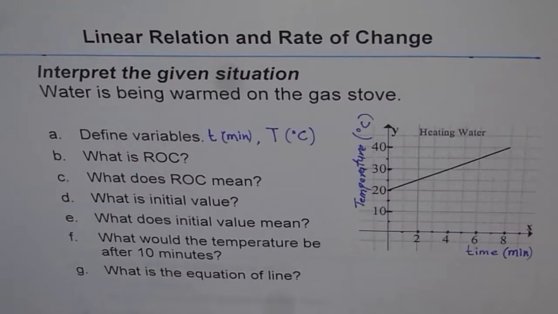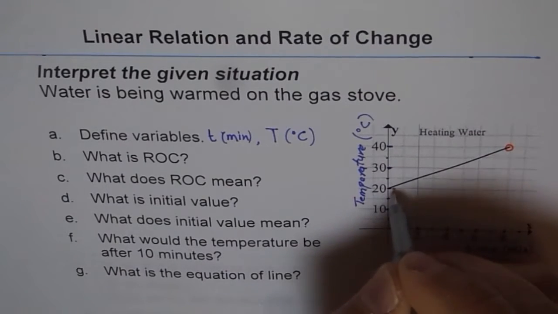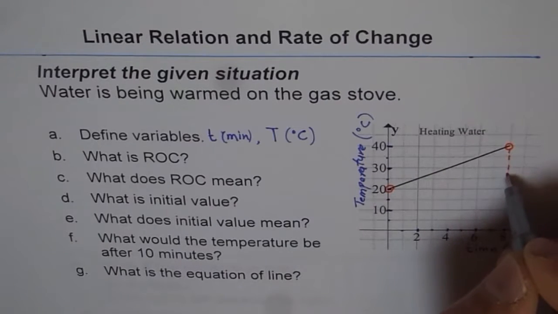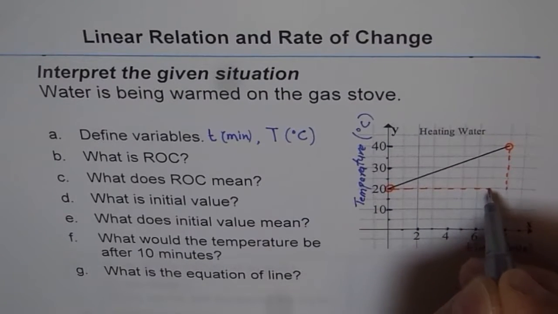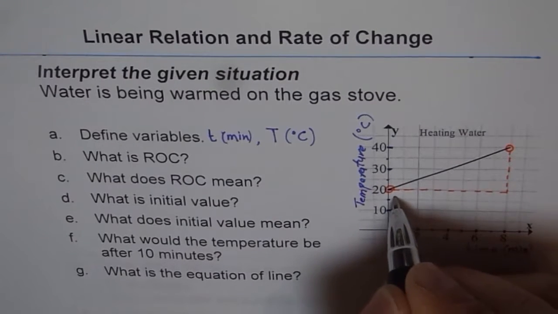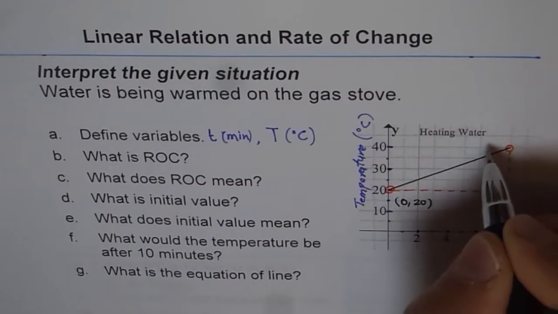Second question is, what is the rate of change? To find rate of change, we need to take 2 points on the line. As you know, any 2 points will work for us since it is a straight line. As part of an exercise, you can always check it by 2 different sets of points. Let's take these 2 points. The bigger the triangle, the more accurate the result is. So these points for us are 0 and 20. So let me write 0 and 20, and this is 8 and 40.